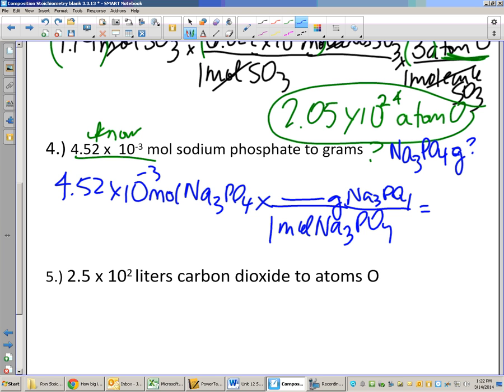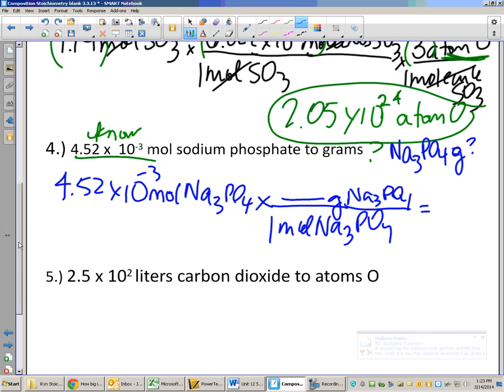Go for it. Sodium weighs, I have 3 sodiums, they weigh what? So 3 times 22.99 or 23, whichever one you choose to write, plus 1 phosphorus, which weighs 30.97 grams, and then 4 oxygens, which weigh each 4 times 16. Okay. So let me calculate that for me. 163.9 what? Grams per mole. Alright, so then that number is going over there.